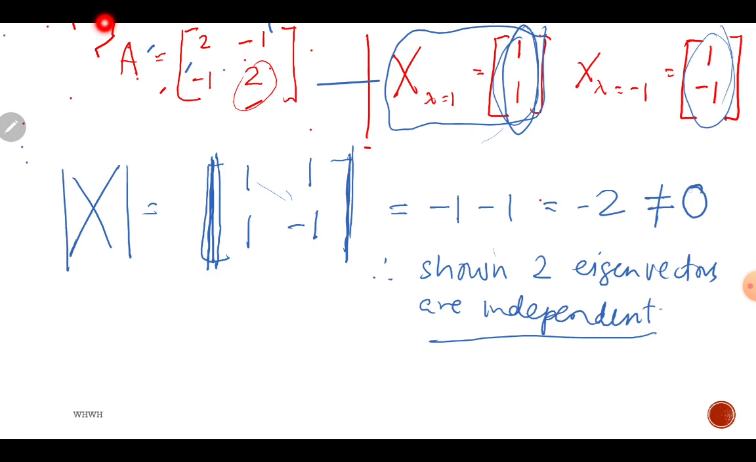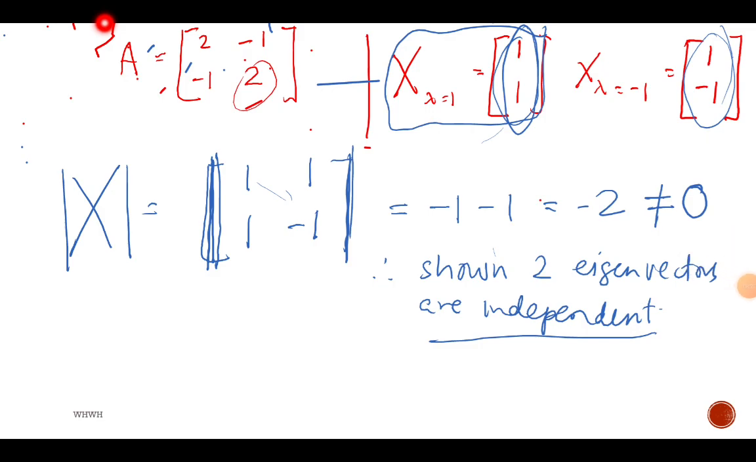You kena cerita lah it does not equals to 0, maksudnya terbuktilah the two eigenvectors are independent, because the syarat for the two eigenvectors to be independent to each other is that its determinant bila kita combinekan the two eigenvectors is not equals to 0. Okay, hopefully everyone understand this.